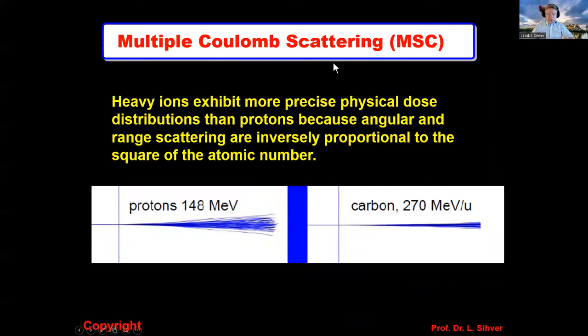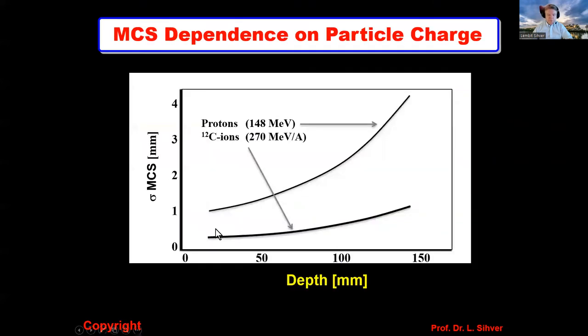So you have multiple Coulomb scattering, we said. The heavy ions exhibit also multiple Coulomb scattering, but they exhibit more precise physical dose distribution than protons because angular and range scatterings are inversely proportional to the square of the atomic number. So if you compare protons at 148 MeV and carbon beams at 270 MeV per nucleon, this is a Monte Carlo simulation of the multiple Coulomb scattering. And we can see that the multiple Coulomb scattering for the carbon beams is significantly less than for the proton beams. So you have less straggling and less multiple Coulomb scattering, and you have better dose localization with carbon beams compared to proton beams.